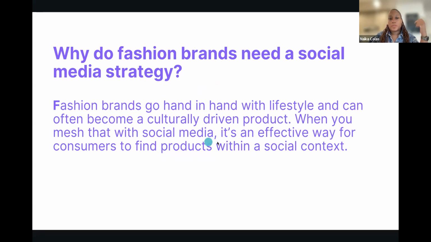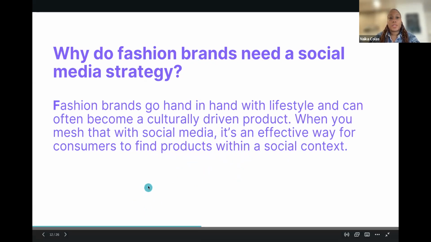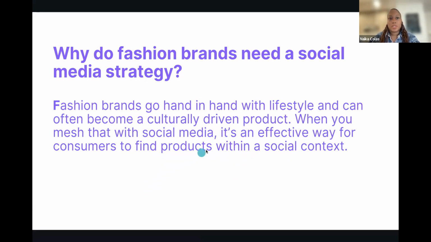So when you mesh that with social media, it's an effective way for consumers to find products within a social context. Brands actually shifted after 2020, after COVID, but also with all of the things that were happening in the space of diversity, equity, and inclusion, systemic racism, and social justice. And they used social media to do that. It wasn't that they were changing their pieces, really. They were posting more on social media and interacting with consumers in different communities. And that allowed them to eventually change their brand or the products that they provide.